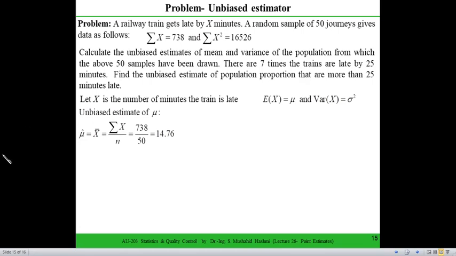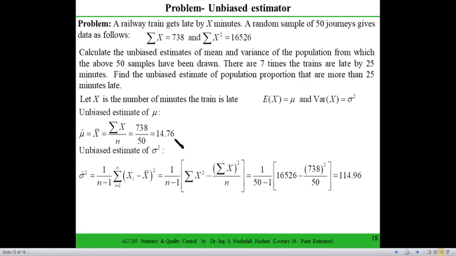Now we need to calculate the sample mean, and we know the formula is sum of X over n, because here the sample size is 50. So 14.6 becomes a value, or an estimate of an estimator. X bar is some formula which is an estimator, and the value of that estimator is called an estimate. Here 14.76 is your estimate.